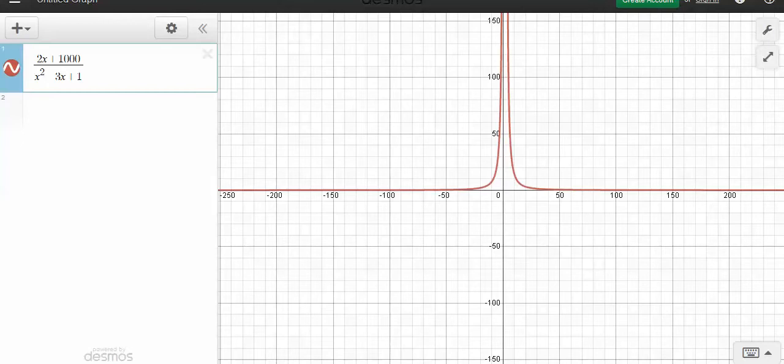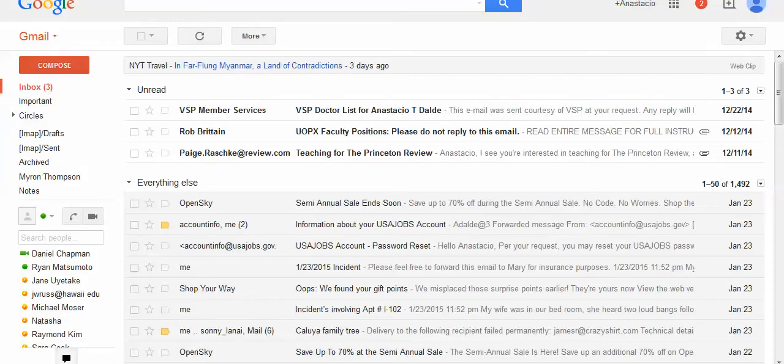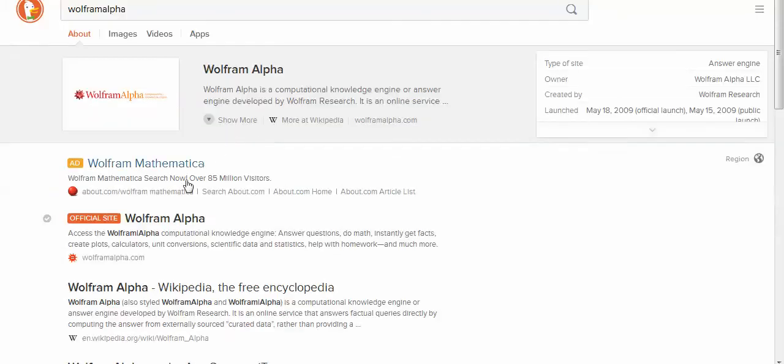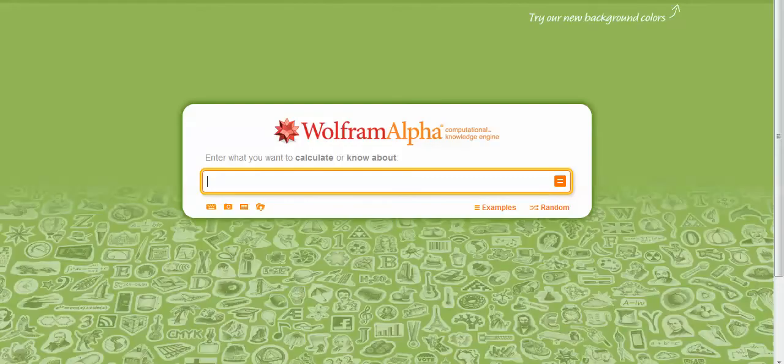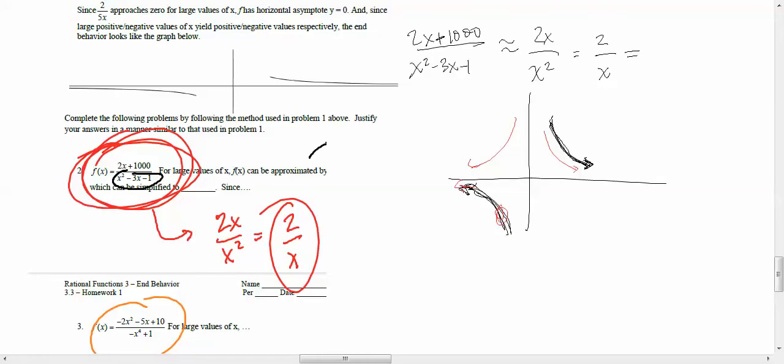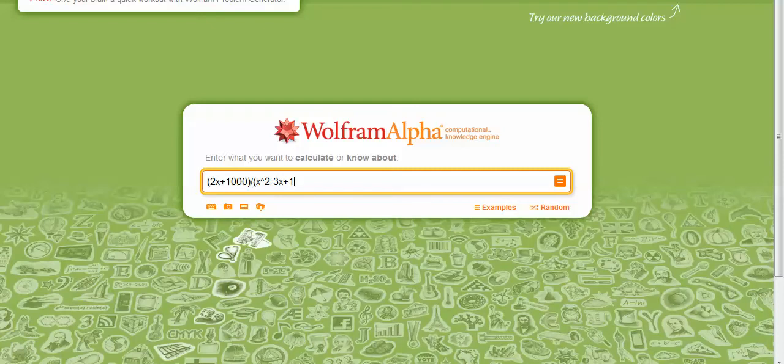So I'll tell you what, why don't I take a look at another graph right here. Let me go pull this up in Wolfram Alpha. Let's go jump into Wolfram Alpha. I like using this site. This is my favorite graphing site, and it kind of helps me out a lot. It was what, 2x plus 1,000 divided by x squared minus 3x minus 1. Okay, minus 1.